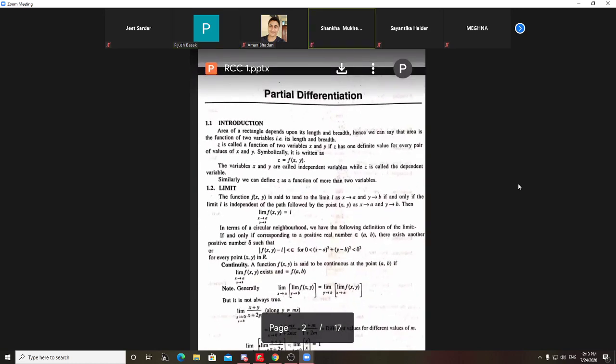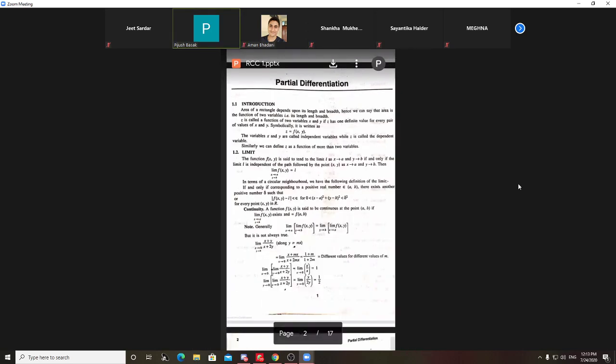Yes, sir. A partial differential comes only when there are more than 2 variables. If there are 3 variables, 4 variables, 10 variables, then the question of partial differential equation arises. Suppose z is equal to a function of x and y, both x and y are there. Suppose z is equal to 2x plus 3y.